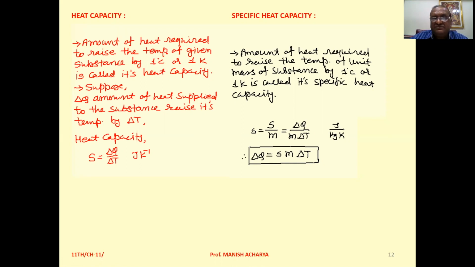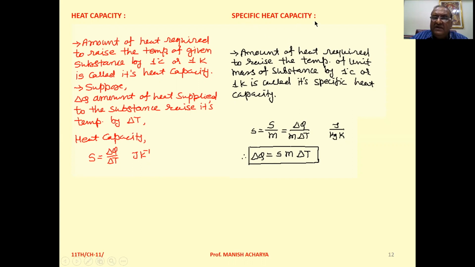of the substance. Suppose delta Q amount of heat is supplied to the substance and due to that its temperature is increased by delta T, then we can write the heat capacity of that substance as delta Q by delta T, joule per Kelvin. So this is the concept of heat capacity.